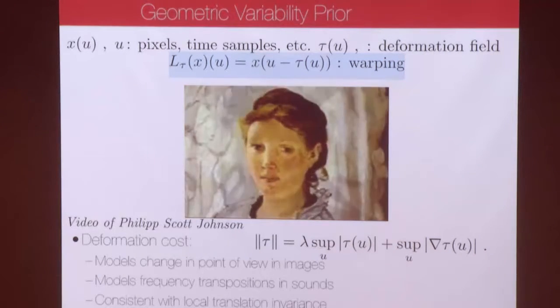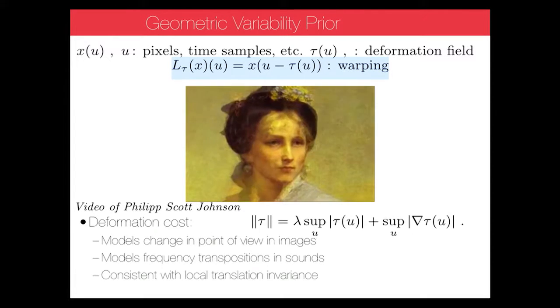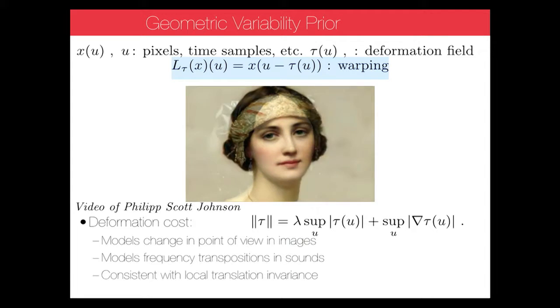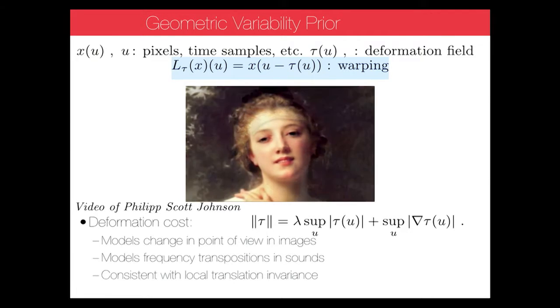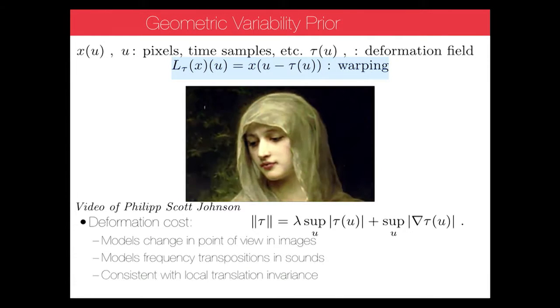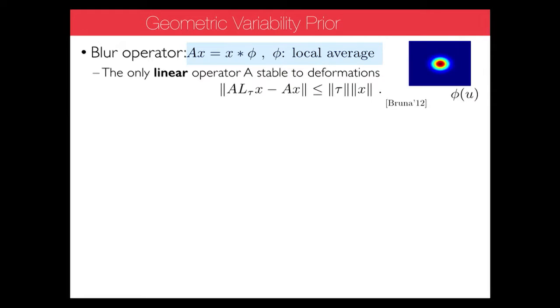With this, we can model many things. We can model changes of point of view. We can apply this to speech, because we can model frequency transpositions. In a sense, it's something that is quite general. So how can we deal with that model of deformation?